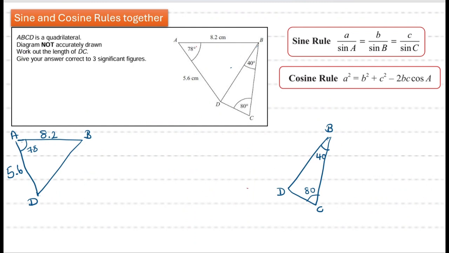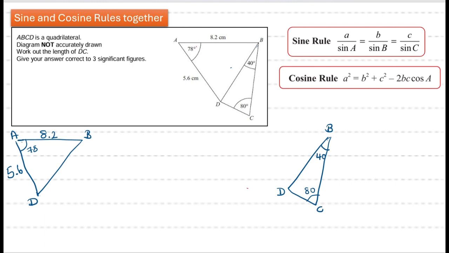The fifth exam question. In this question, as we will see, we have a combination of the sine rule and the cosine rule together. Once again, we have two triangles that are attached together along one of the sides. So we draw the triangles separately so that we can analyze them easier. The question says, ABCD is a quadrilateral and the diagram not accurately drawn. Work out the length of DC and give your answer correct to 3 significant figures.